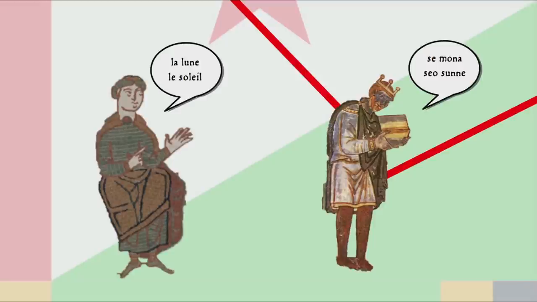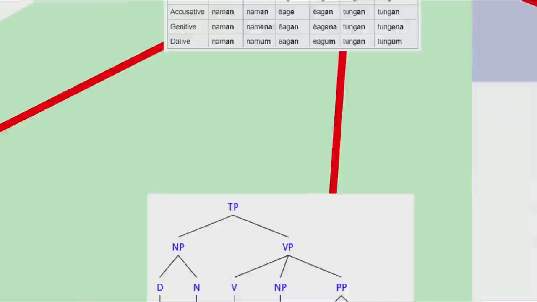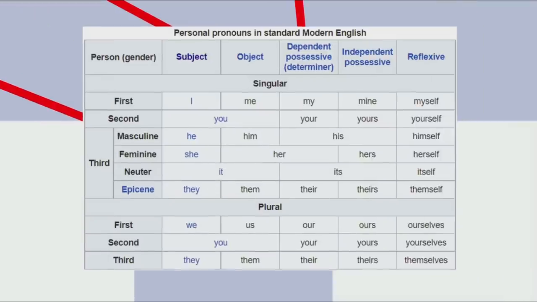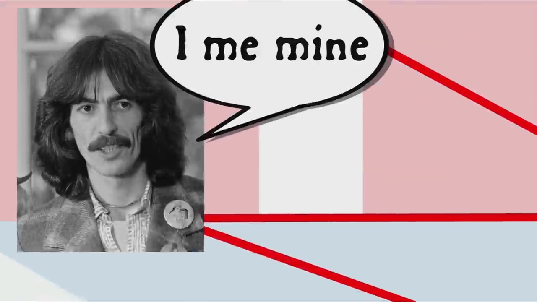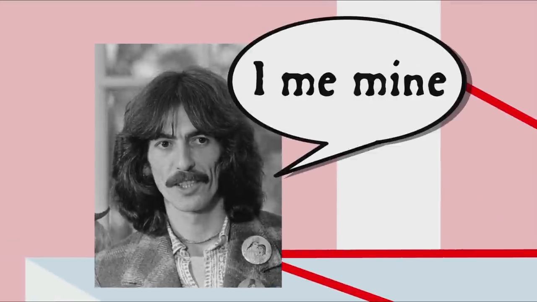French soleil, sun, is masculine, le soleil, but Old English sunna is feminine, seo sunne, again making this an area of confusion and leading to the loss of gender marking. So modern English no longer has any grammatical gender, and only a vestige of case marking, found only on pronouns, as in I, me, my, he, him, his, and so forth.